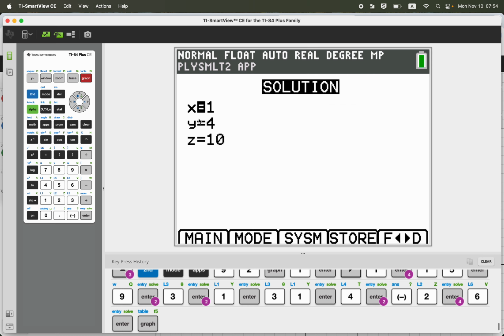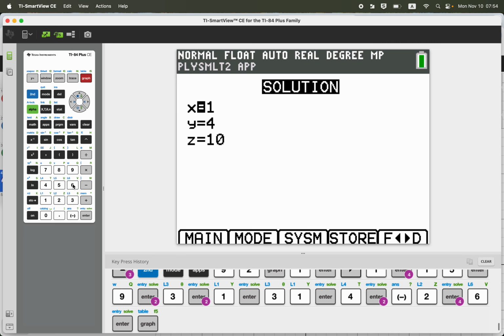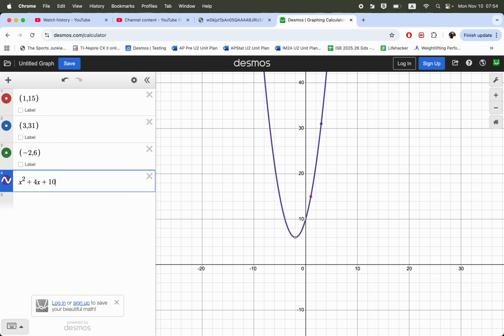So the equation should be x squared plus 4x plus 10, and there you can see we hit all three of our points.